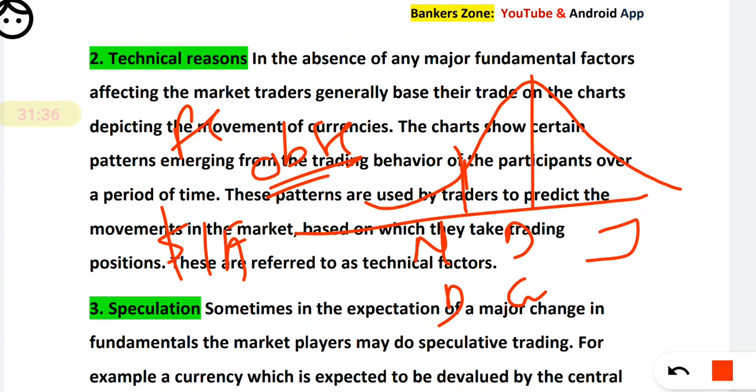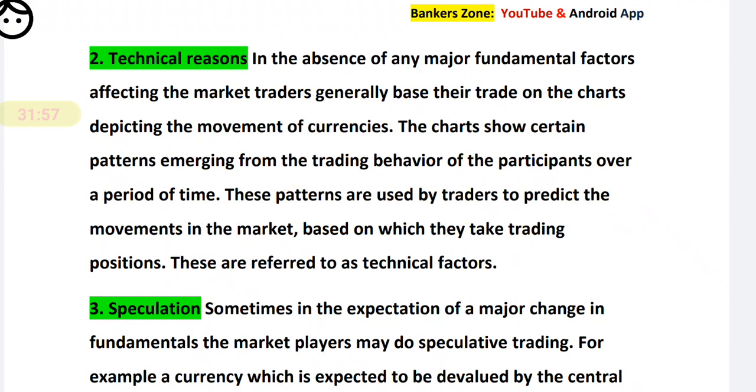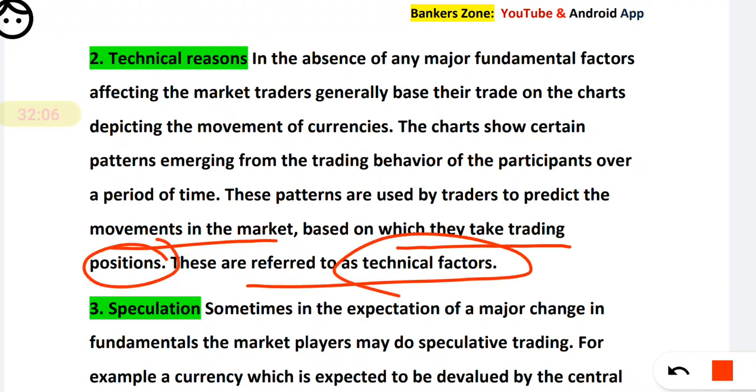So if the person is doing observation and he thinks that in November and December the dollar will appreciate, so definitely I will purchase in October and I will sell in November, December. Okay, so in this way he can imagine and he can work on it to prepare different charts, different analysis, and to earn more profit. Okay, these are the technical factors. So basically movement in the market based on the trading position, and these are referred to as the technical factors.